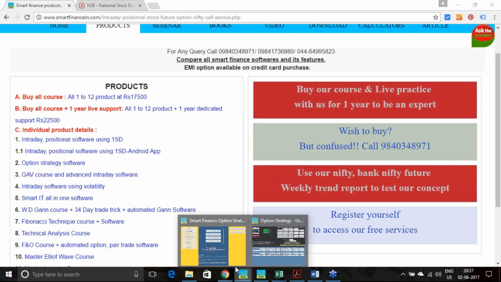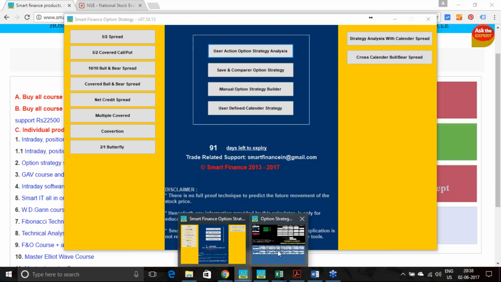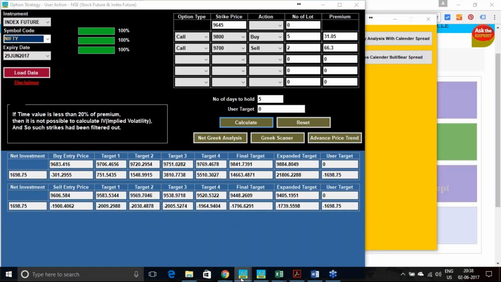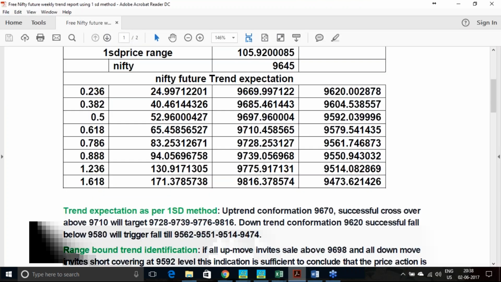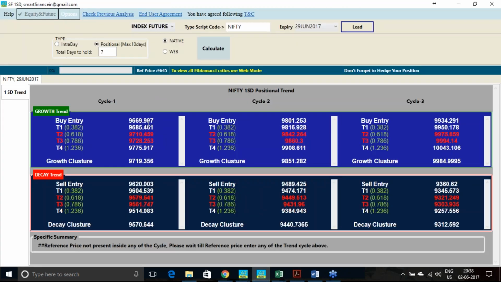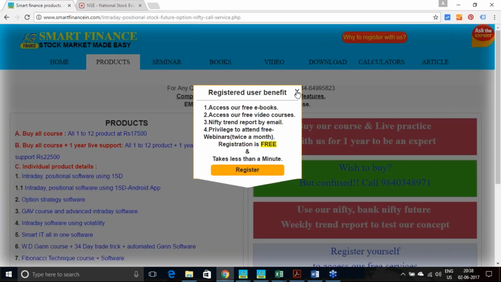If you have our software, you can very well generate those reports on your screen. Just use the number of days as 7, positional option, click it, and you will get the same values that I am sending here. Same values, not even 1 paisa difference. You got here 9669.99; the software has created 9669.997. So this is what you will get. If you have the software, you can easily create it.